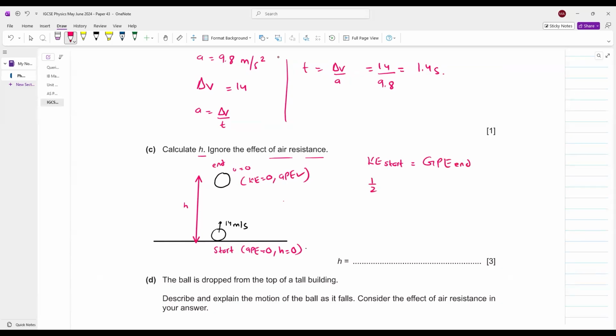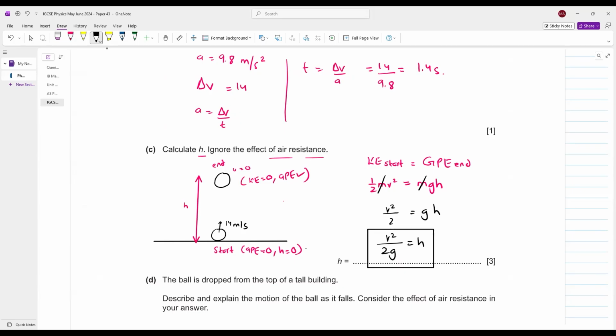Kinetic energy at the start क्या है? 1 upon 2 mv square. What is gravitational potential energy at the end? mgh. क्या होगा? m and m cancelled out. You have to calculate height. Height किस तरह निकालोगे? Velocity square divided by 2 is equal to gh. g को divide कर दो. Velocity square divided by 2g is equal to your h.